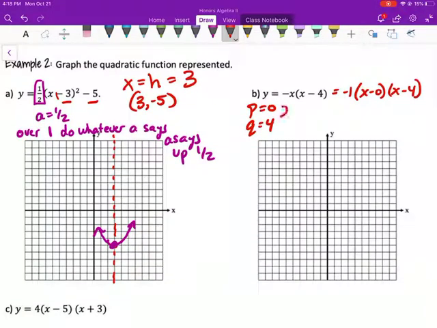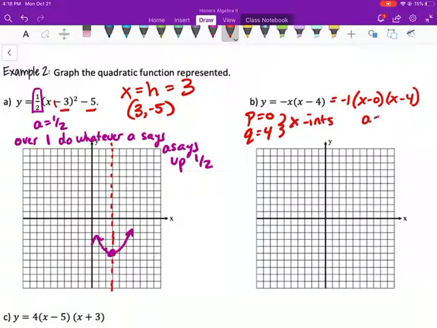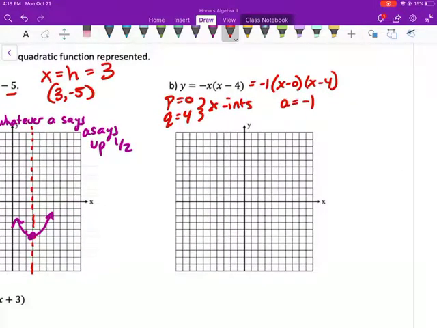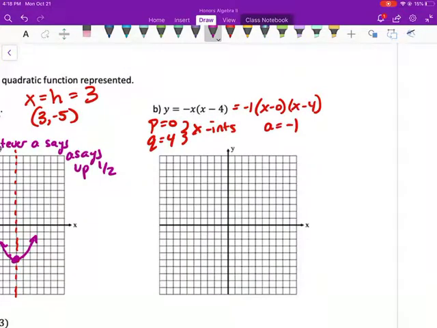These are my x-intercepts. And it also tells me my A is negative 1. What it's not telling me right now is what my vertex is, and I do need to find that out. So if I quickly graph these values for my P's and my Q's, I have a P right here at 0 and a Q at 4. 1, 2, 3, 4. And now I need to find my vertex.